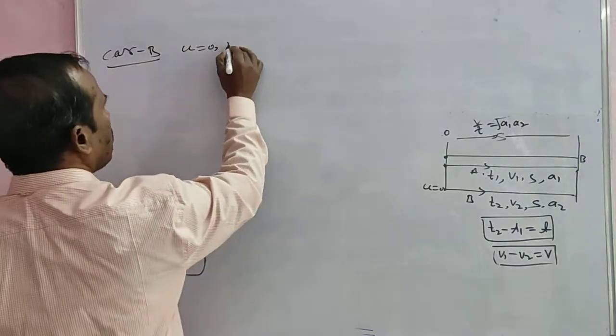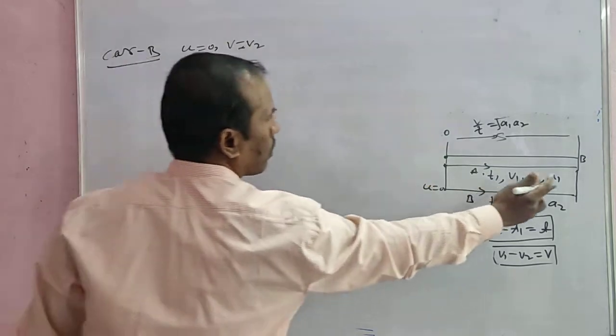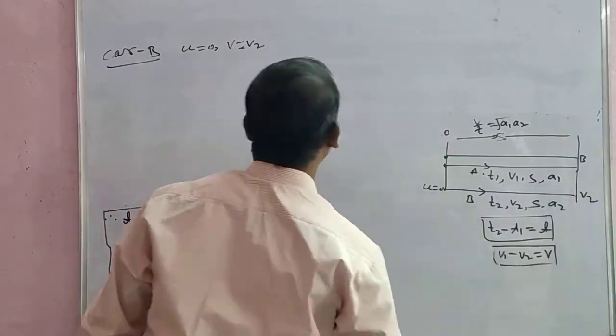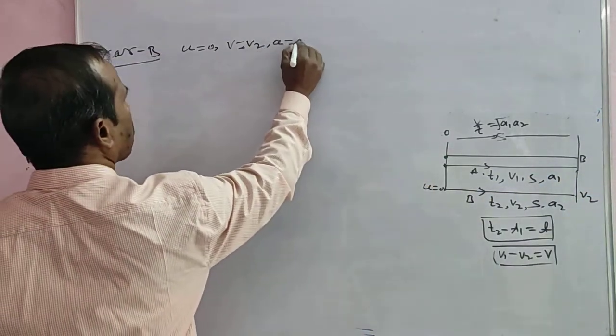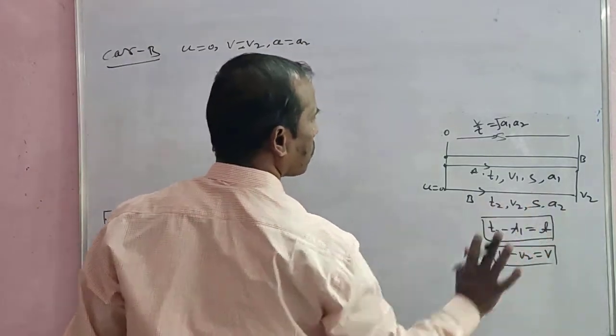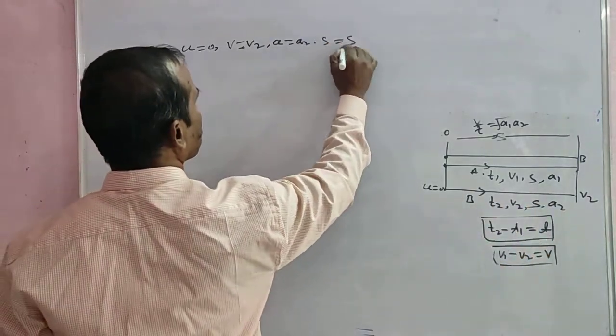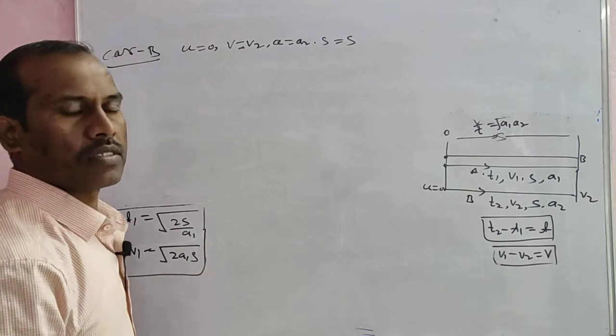So v is equal to V2, the velocity to reach the point. Next, the acceleration a is equal to A2, and the displacement S is equal to S.